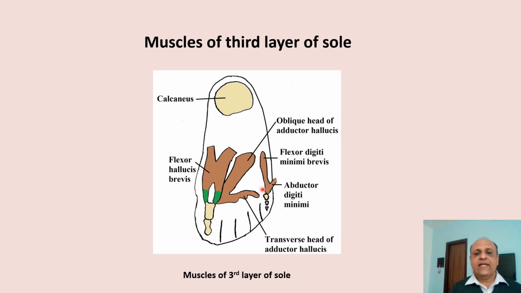Third muscle is the flexor digiti minimi brevis. So this muscle arises from the base of the fifth metatarsal bone and gets inserted onto the lateral aspect of the proximal phalanx of the small toe along with the abductor digiti minimi muscle, which is the muscle of the first layer. So this will cause the flexion of the small toe. So these are the muscles of the third layer of the sole.